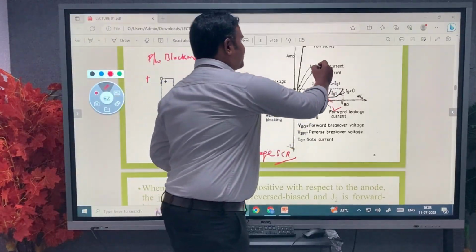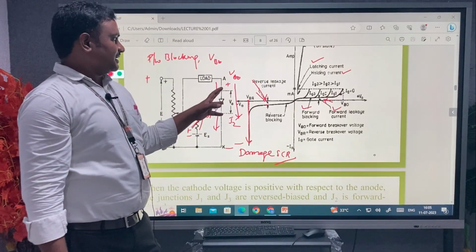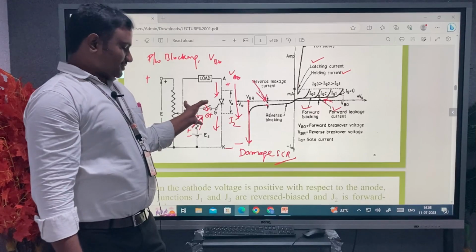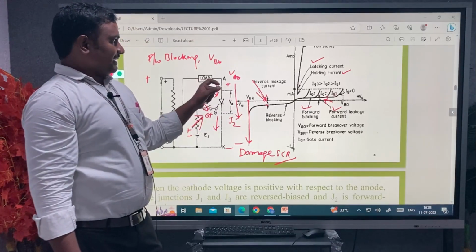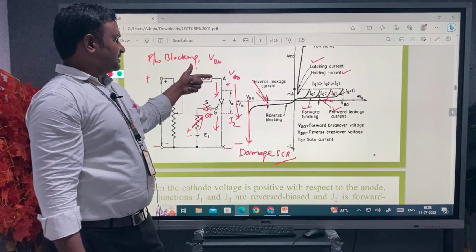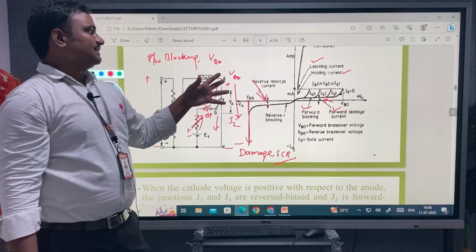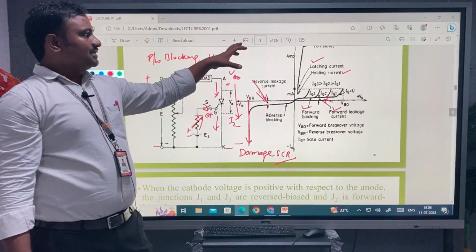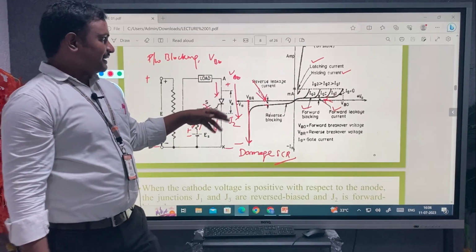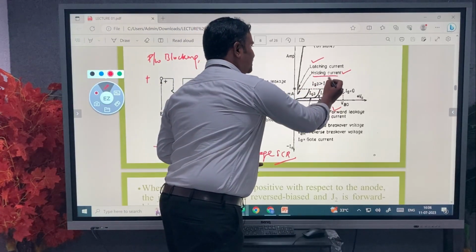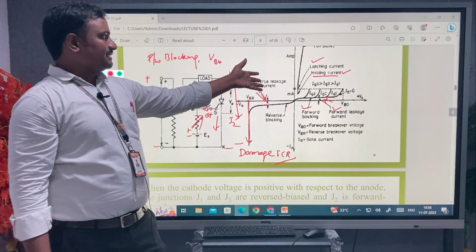There are two important things here, latching current and holding current in the SCR. As we keep changing the current in this operation, Ig3, Ig2 and Ig1 are the gate currents varied for making the thyristor go into the on state. The latching current is the minimum current required to keep the thyristor in the on state after the gate signal is removed, and the holding current is the minimum anode current which will hold the thyristor in the on state. So this is about holding and latching current.